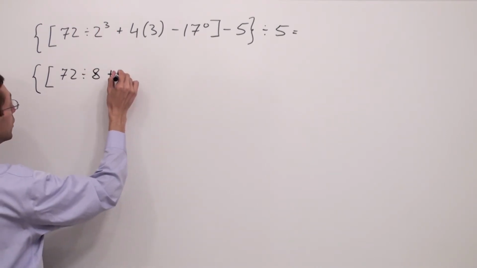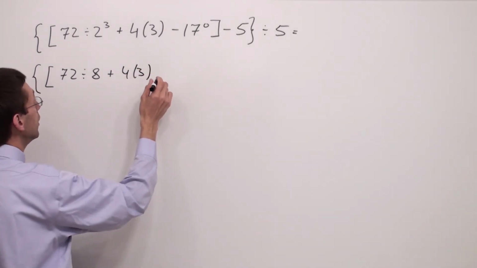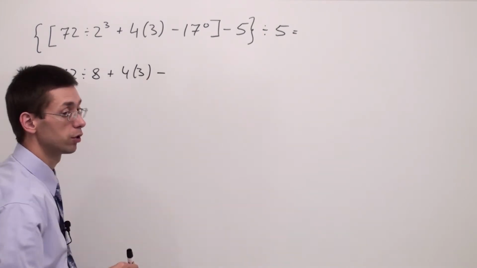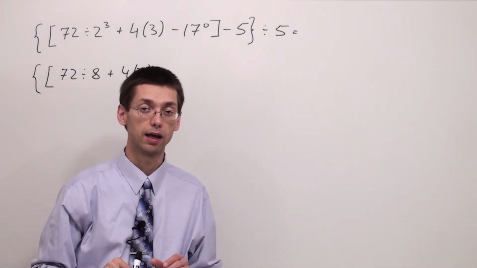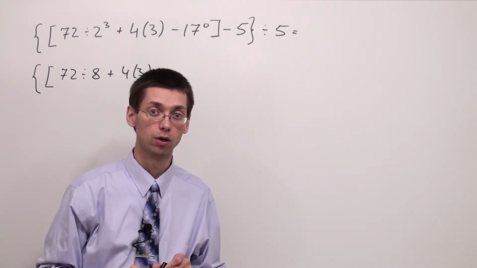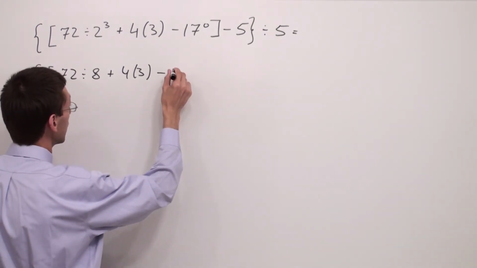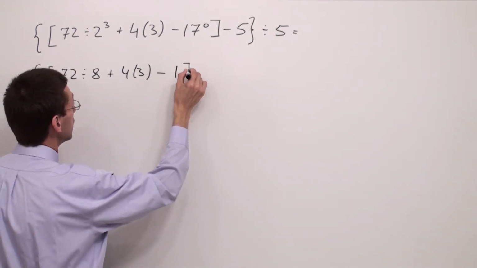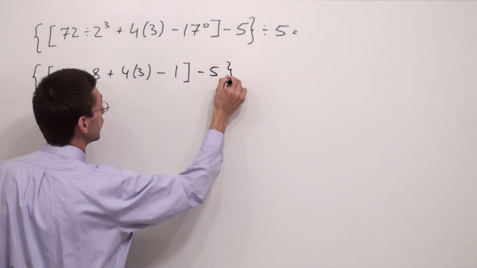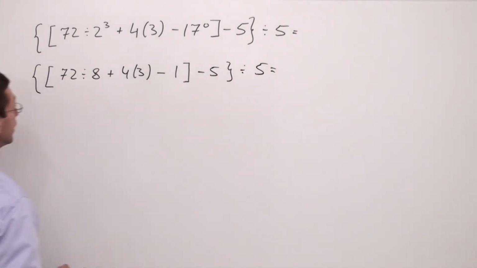Plus, I'm going to copy down 4 times 3. As I said, I do everything step by step. Minus 17 to the power 0. We said that every number besides 0 raised to the power 0 is equal to 1. So I'm going to have 1, close the bracket, minus 5, brace, divided by 5, equals.